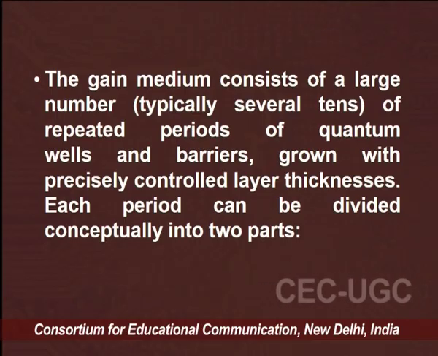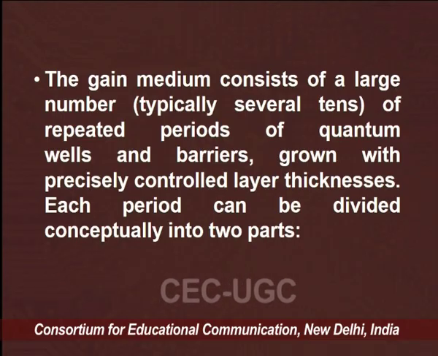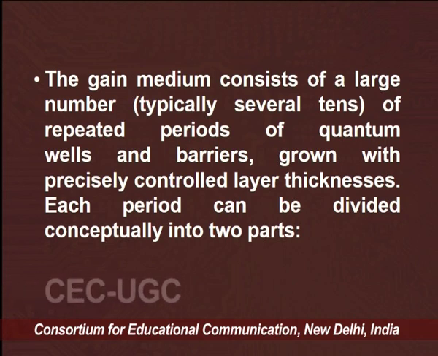The gain medium consists of a large number, typically several tens, of repeated periods of quantum well and barrier grown with precisely controlled layer thicknesses. We have various quantum wells in this cascade laser as well as barriers, and each period can be divided conceptually into two parts. First is the active region, second is the injector region.